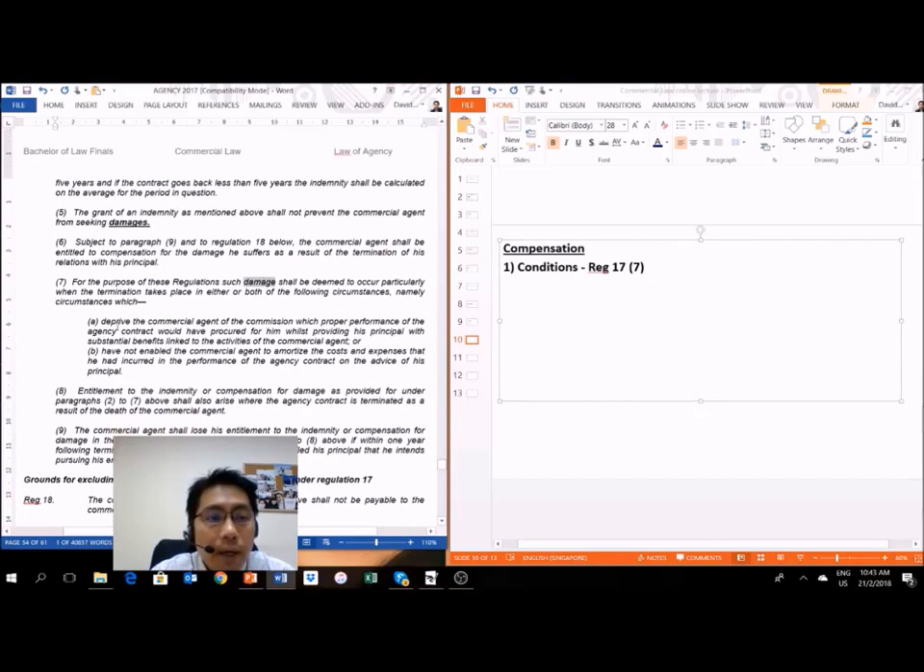You will see this further, where you are deemed to have suffered damage, particularly in the following circumstances, which is where it deprives the commercial agent of what a proper performance of the agency contract would have procured for him, or where it has not allowed him to amortize the costs and expenses that the agent has incurred during the agency contract. So to put it on this slide, the two conditions are as follows.